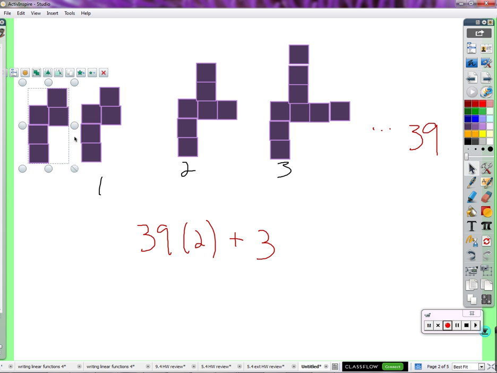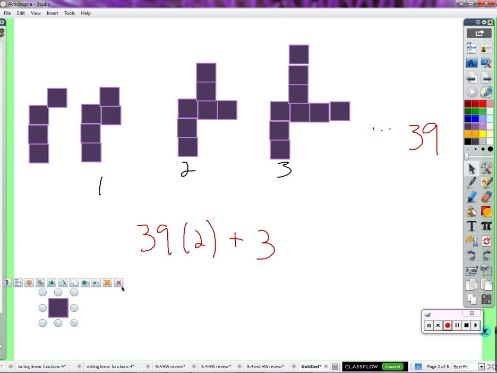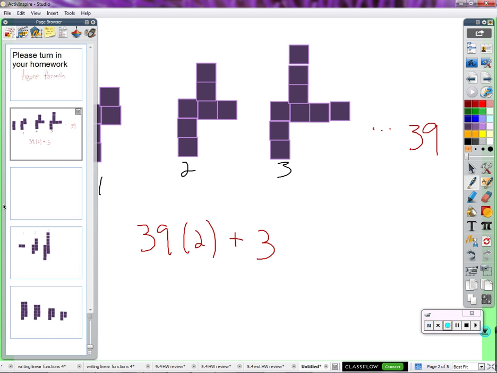So if we were to go back to figure 0, it looks like we're going to take away from the horizontal here, so we would take this away, and then we would come down from the top, so this would go away. And so figure 0 would have 2 fewer blocks, and it would have 3 blocks in it.